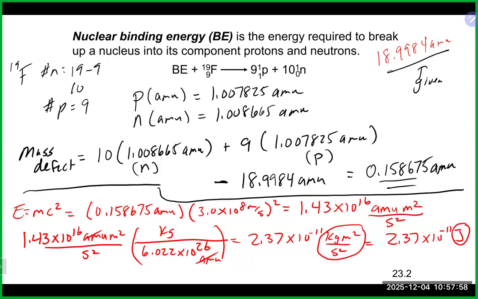Now we can get this per nucleon by dividing by the number of nucleons, and the number of nucleons is essentially the mass number, so that would be 19 nucleons. We'll take that number divided by 19, and that'll get us 1.25 times 10 to the minus 12 joules per nucleon.